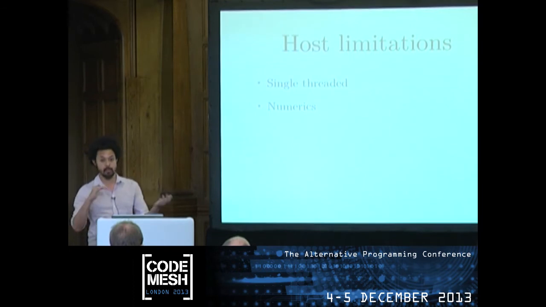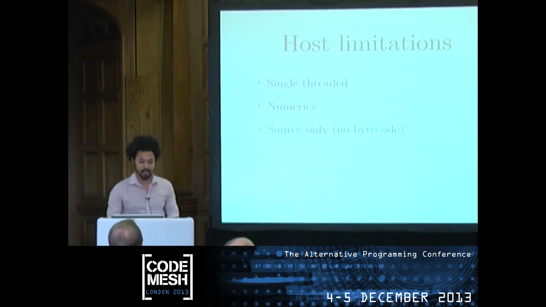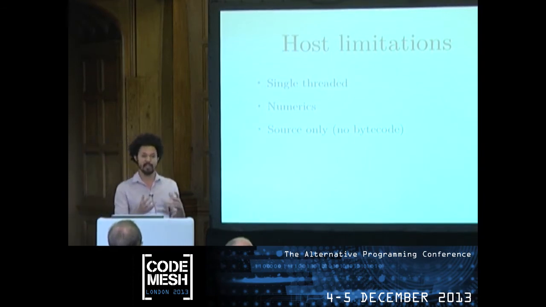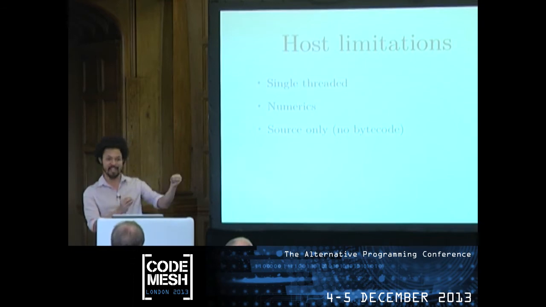So Dart has had to sort of punt on this as well. JavaScript only has 64-bit floats, right? That's all that it has. It's also source only. You often hear people talk about, yeah, wouldn't it be awesome if we could compile down to bytecode? But the reality of having to send things over the network, I mean, it's not going to work.